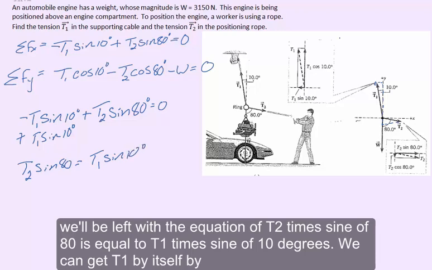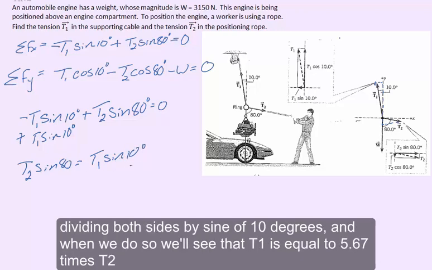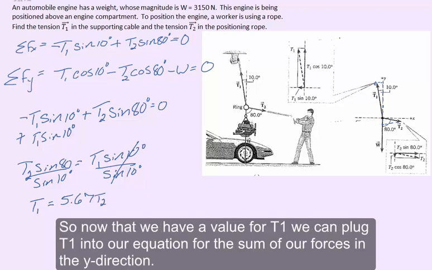We can get T1 by itself by dividing both sides by sine of 10 degrees. And when we do so, we'll see that T1 is equal to 5.67 times T2. So now that we have a value for T1, we can plug T1 into our equation for the sum of our forces in the y direction.